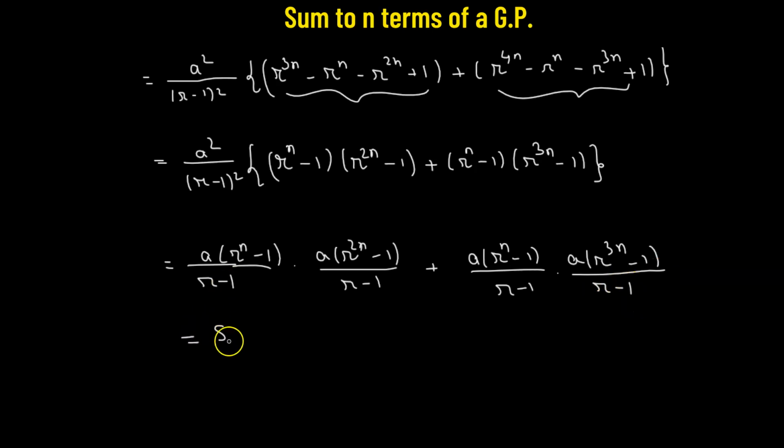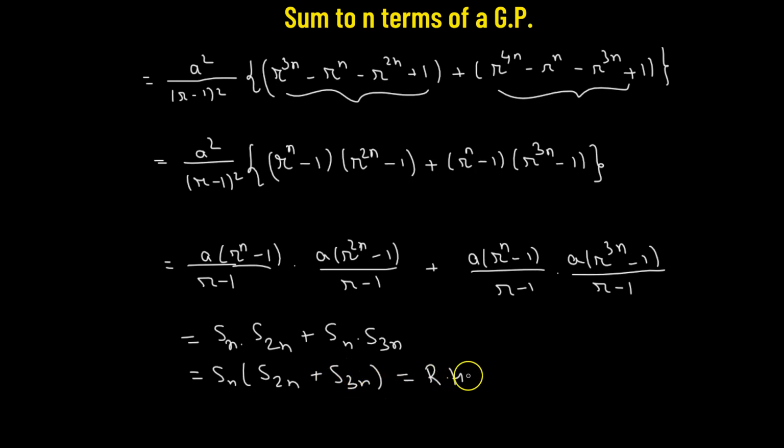So this is nothing but the sum to the n terms multiplied by the sum to the 2n terms, plus the sum to the n terms multiplied by the sum to the 3n terms. If we take Sn as the common factor, this will be multiplied by S2n plus S3n, which is the expression on the right hand side.